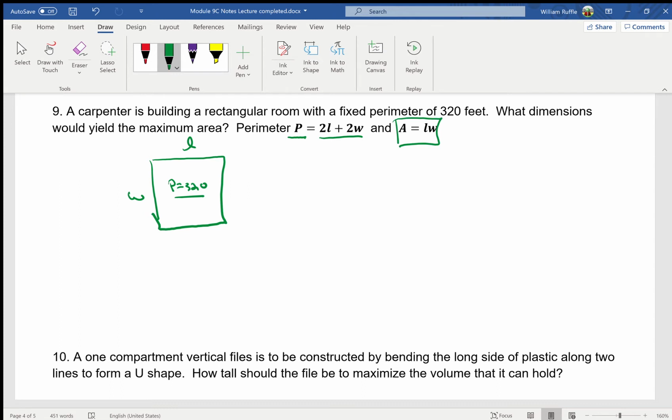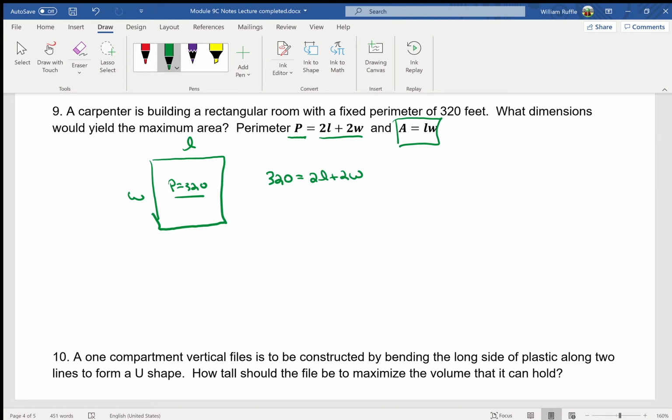We're trying to maximize the area. So I'm trying to maximize this, but there are 2 different letters here. I can only have 1 letter, so I can have a parabola, and we can max-min it. So when I do P equals 2L plus 2W, I need to solve for one of the letters. Now, P I know is 320, so 320 equals 2L plus 2W. And it really doesn't matter which one I pick to solve for.